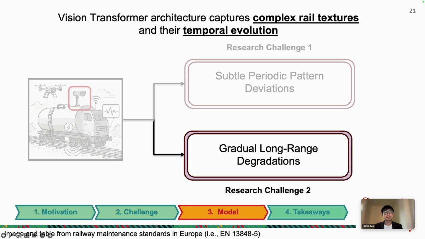And to solve the second challenge, we'll start by introducing the core of our approach, which is the vision transformer. The inherent architecture of the vision transformer is very well suited for capturing the complex visual textures present on rail surfaces.